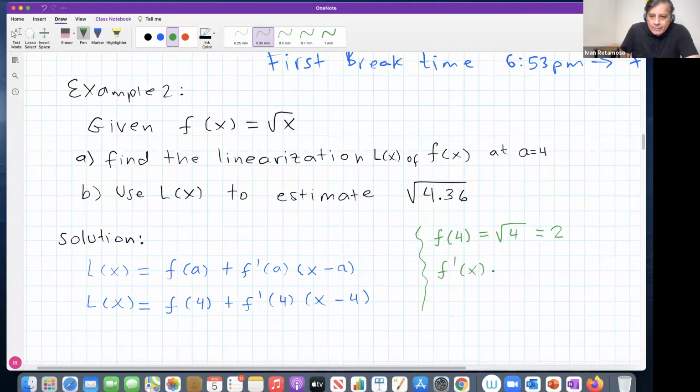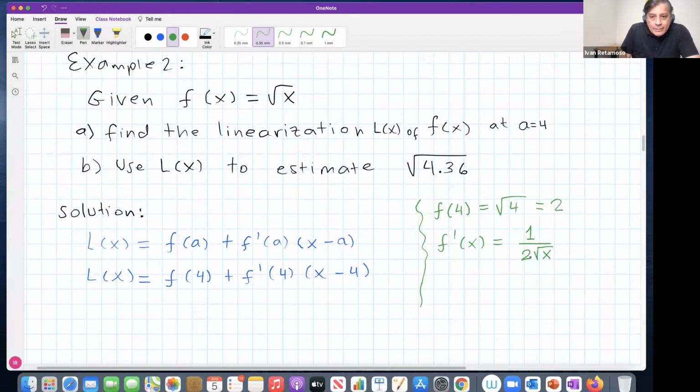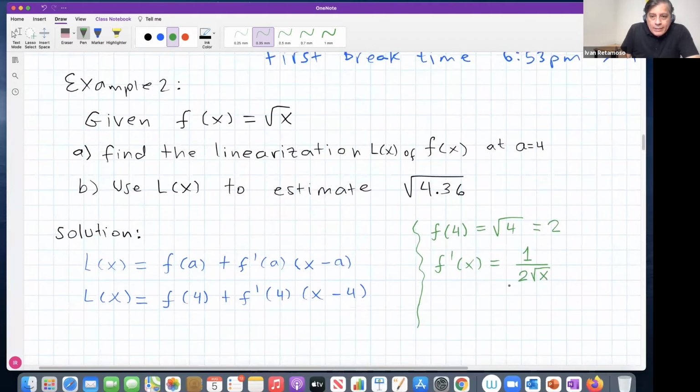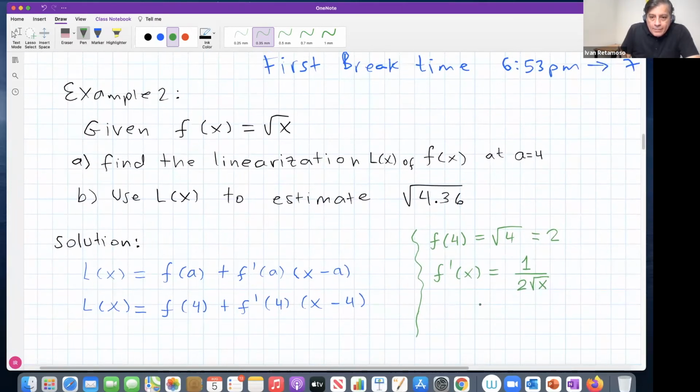Derivative of my square root function. Remember, we have that, right? The derivative of the square root function in simplified form is 1 over twice square root of x. If you have not memorized this formula, guys, which is very useful, write it down somewhere, have it handy, okay?